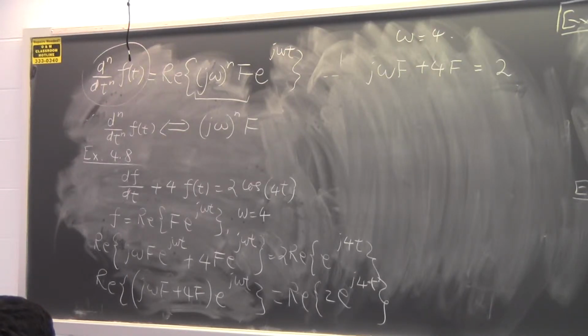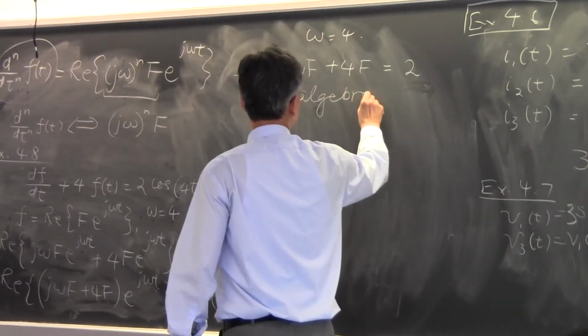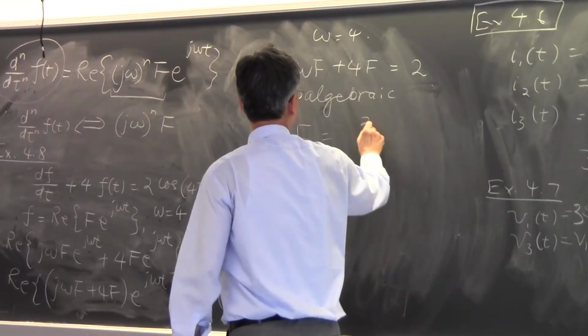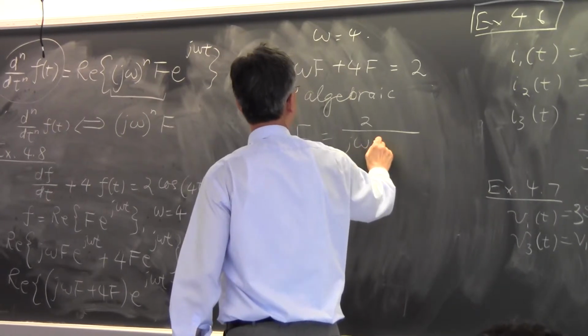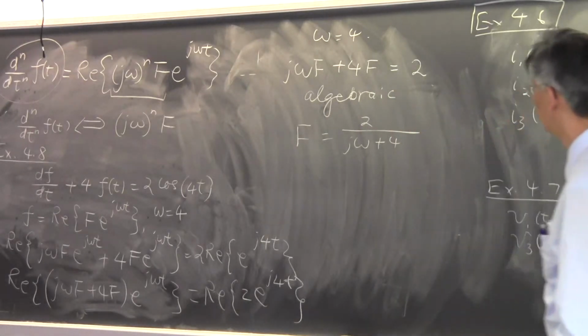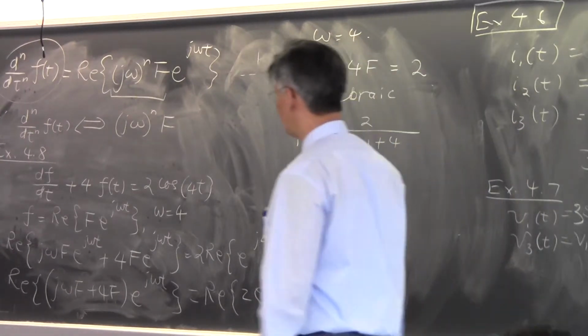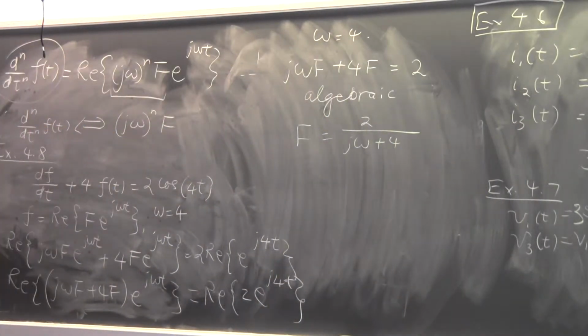A very complicated ODE just becomes an algebraic equation. You solve an algebraic equation to get the phasor. So this is purely algebraic. And f is equal to 2 over j omega plus 4, where omega is equal to 4. You can solve for f quite easily. And f is the particular solution. We know that the particular solution to this equation is cosinusoidal. So this is one use of the phasor form to solve an ODE.